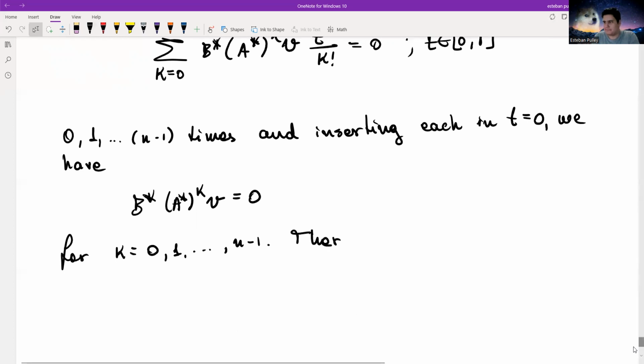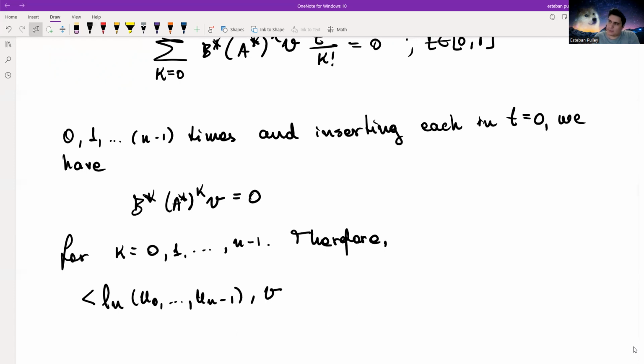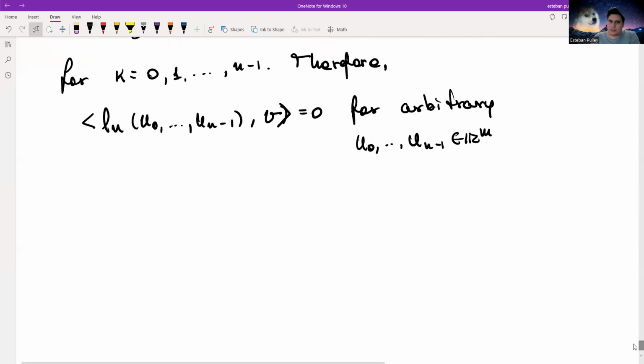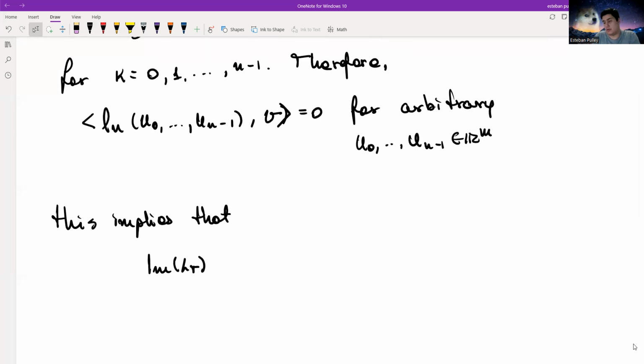Therefore, by the remark that we said at the beginning of the proof, I have that this inner product is equal to 0 for arbitrary u0 until u_{n-1} element of Rn. So, but this implies that the orthogonal complement of the image of LT is a subset of the orthogonal complement of the image of Lm.